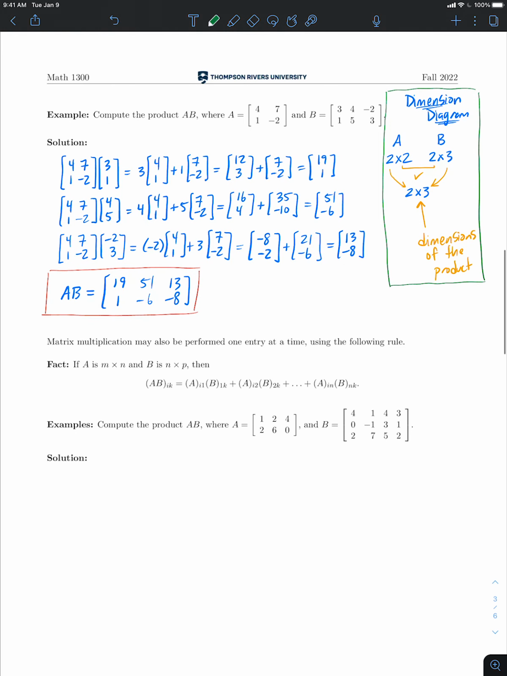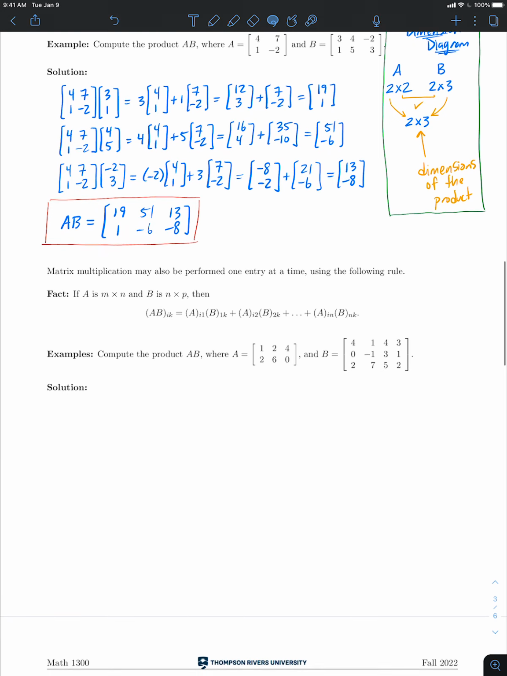Okay, now that's one way to compute products. It turns out that's not the only way to define matrix products. You can define them one entry at a time using the following formula and use that to come up with a definition for matrix multiplication. And it will give you the same thing. So let's go through it.